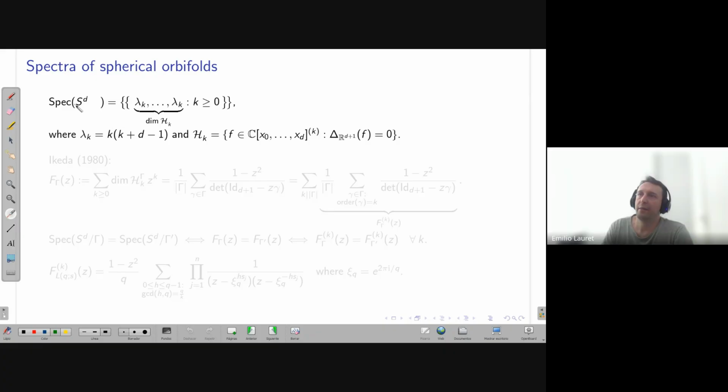The spectrum of the d-dimensional sphere is very well known, is present in many books. There are certain eigenvalues that have a very explicit expression, and the multiplicity of these eigenvalues are the dimension of the space of homogeneous polynomials of degree k in d plus 1 variables, complex polynomials, that are harmonics. The famous spherical harmonics, okay?